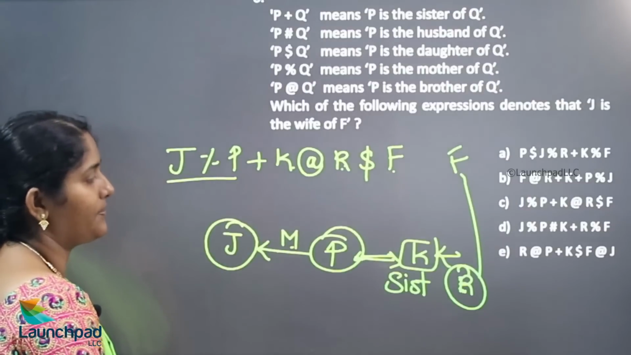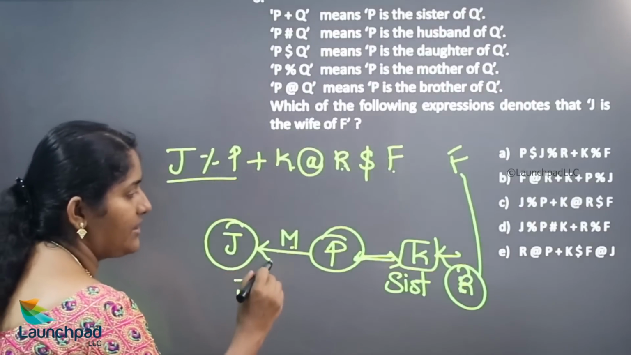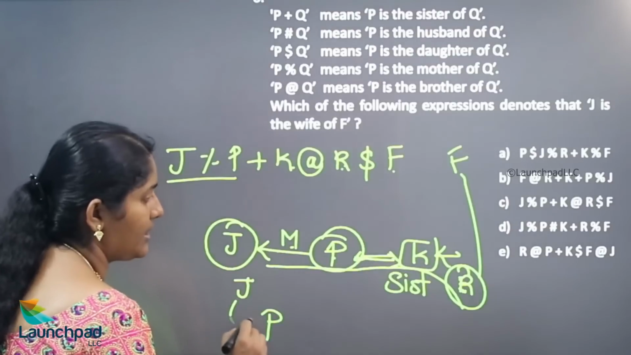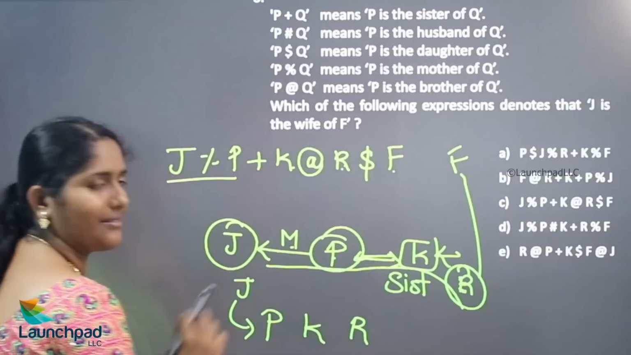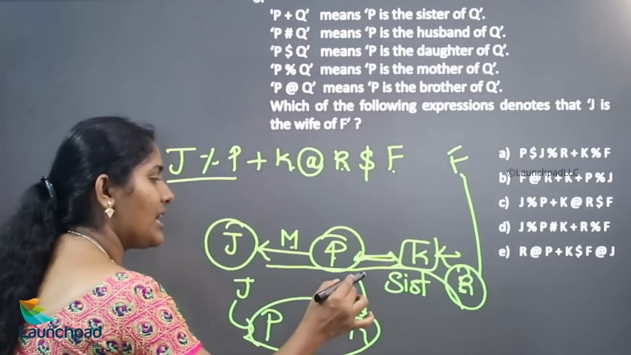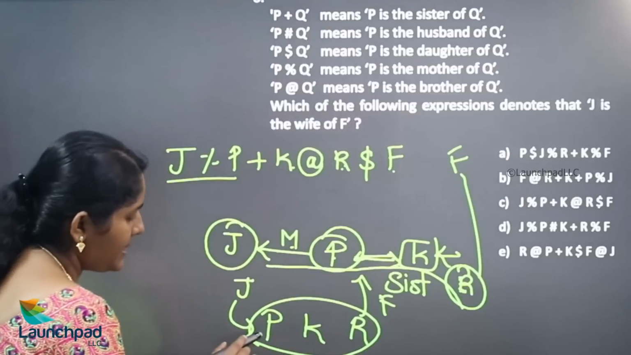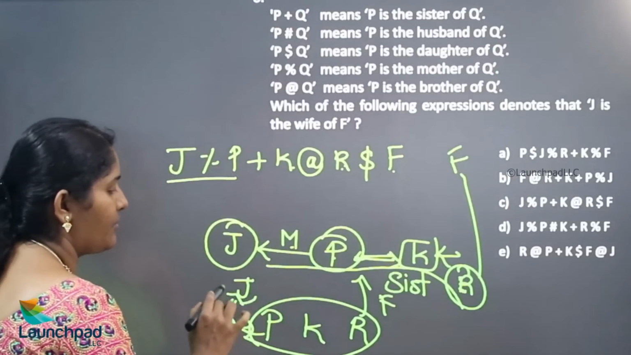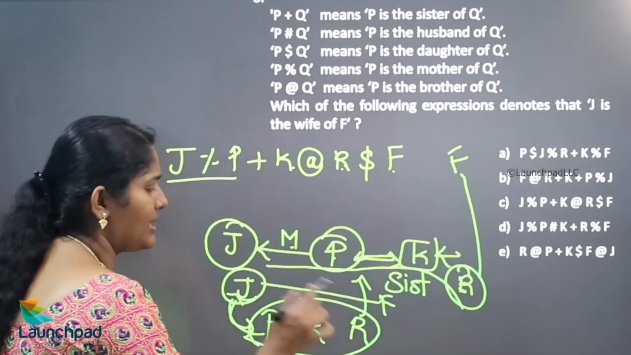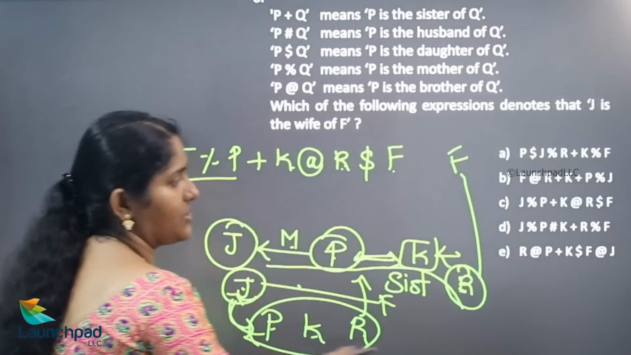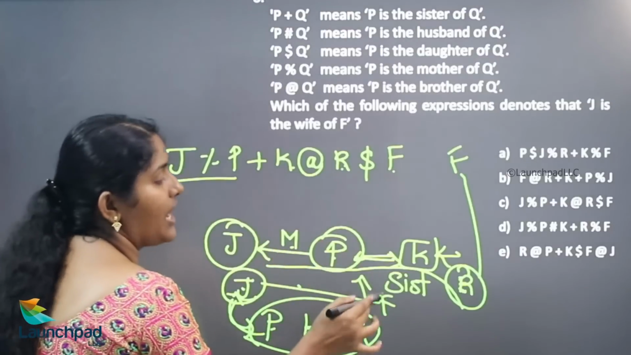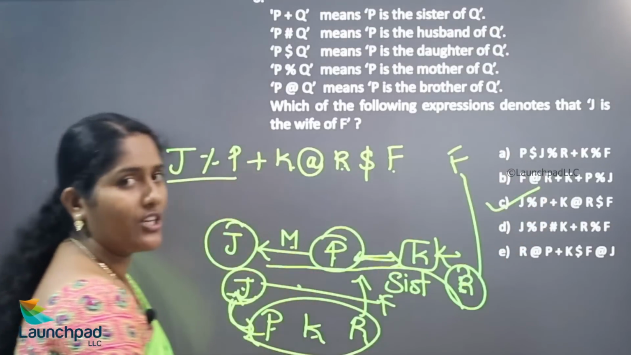Listen carefully. J has three kids, P, K and R. The three persons are siblings. Hence R's father is F, and P's mother is J. Therefore J is the wife of F, since the three persons are kids of J and F. So the third relationship shows that J is the wife of F. Hence your answer is option C.